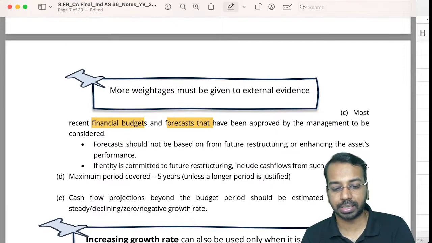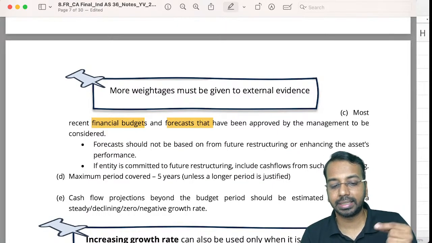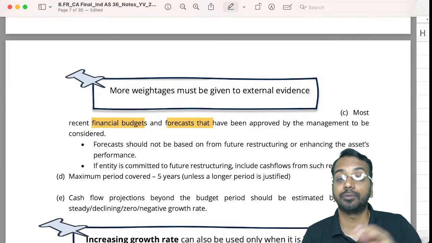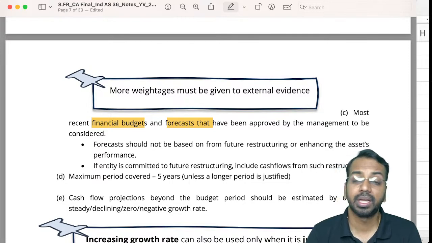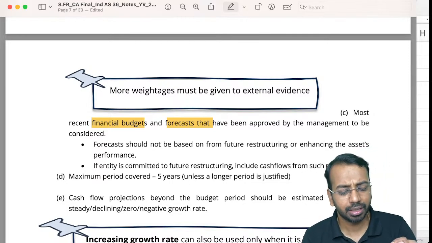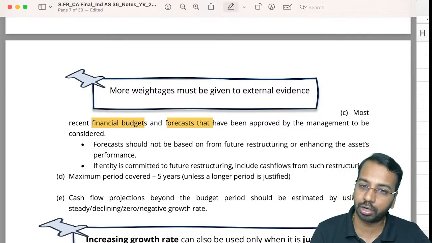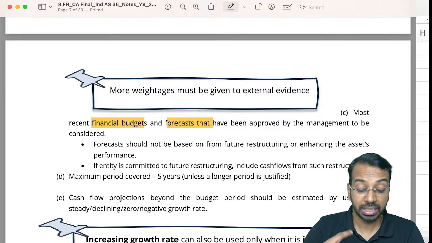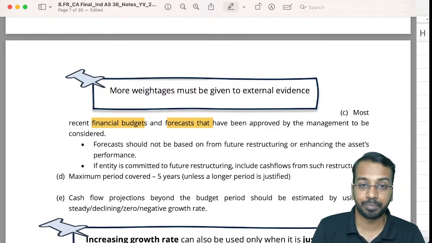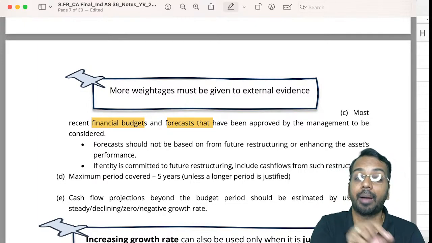Now, few things that you need to understand is, should I take the asset as it is, or should I take future improvements? For example, I have a particular machinery. As a management, I'm thinking that after 2-3 years, I will do some revamping of the machinery. I will do some major overhaul of that machinery, because of which my cash flows will increase. Now, this future action that I'm taking, I should consider that for my cash flow purpose only if I am committed to that.